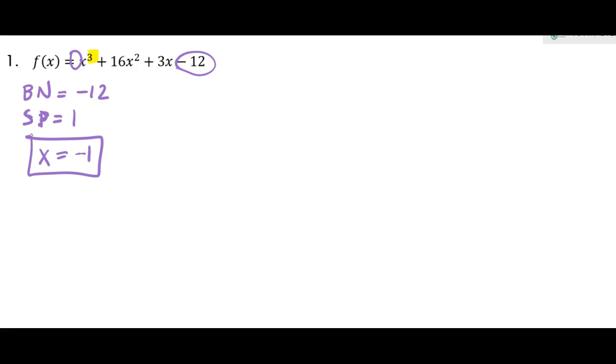In order to find the other 2 answers, we're going to use synthetic division. So I'm going to take this negative 1, and that's going to be the number that's outside of my synthetic division. And I'm going to put all my coefficients in there now. So 1, 16, 3, and negative 12.